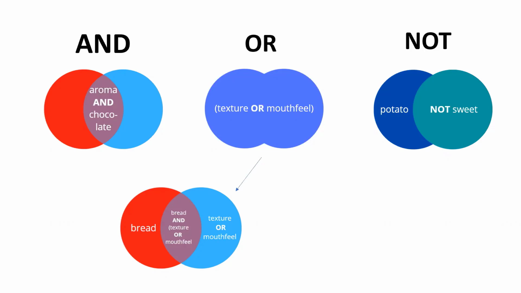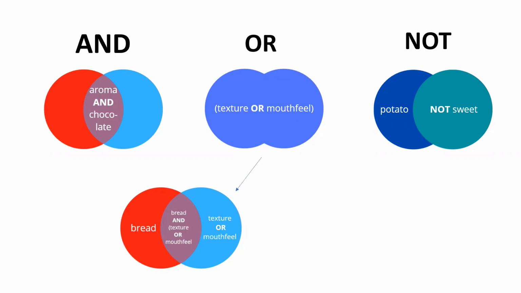Or works the opposite way. So or is a way to broaden a search. And you can use it for synonyms, but you can also use it for words that aren't actually particularly synonyms, but they work for your purposes to capture a concept that you need.